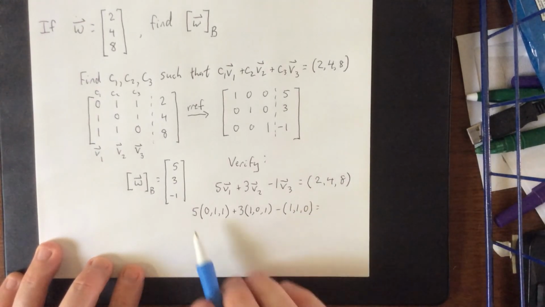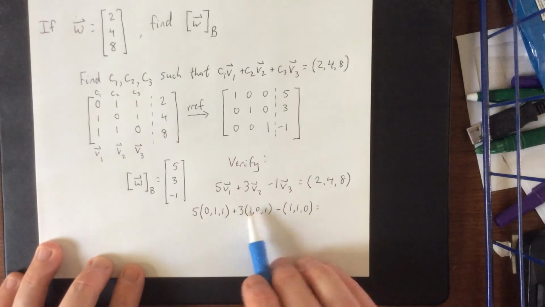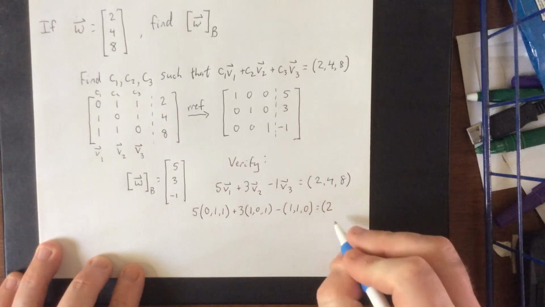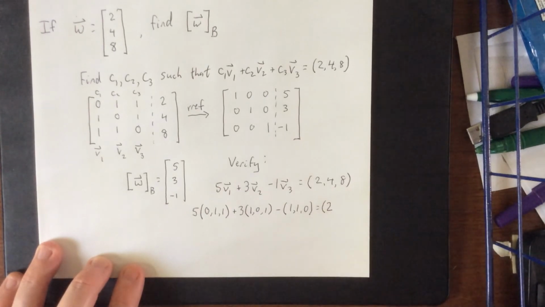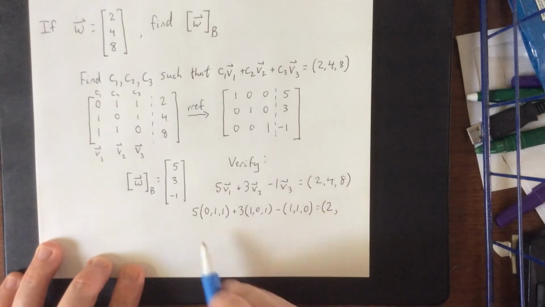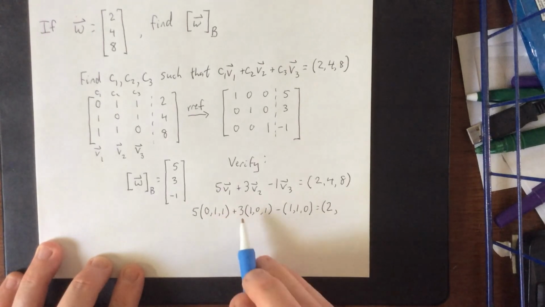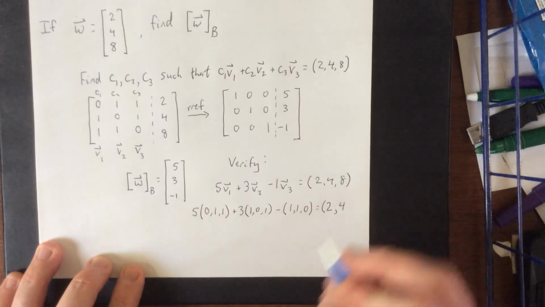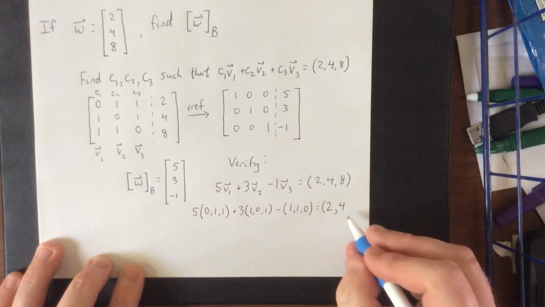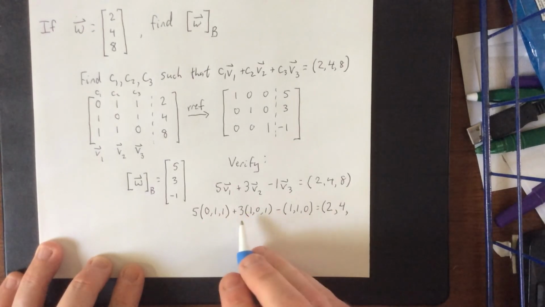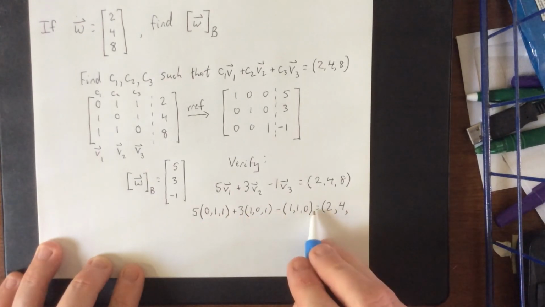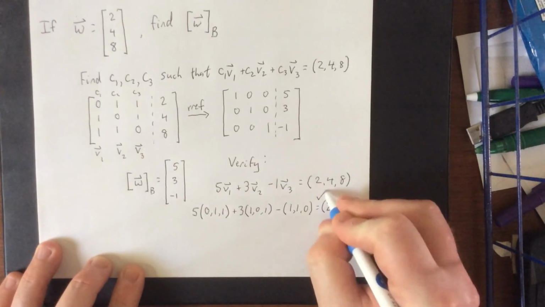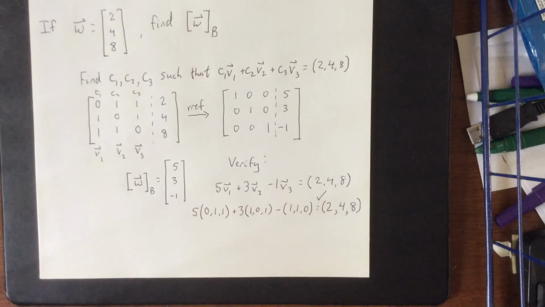For the first component, I'm seeing 5 times 0 plus 3 times 1 minus 1. That is 3 minus 1 to get 2. For the second entry, I'm seeing 5 times 1 plus 0 minus 1. And for the third component, that'll be 5 times 1 plus 3 times 1 minus 0. 5 plus 3 minus 0 is indeed 8. And that verifies that our result is correct.